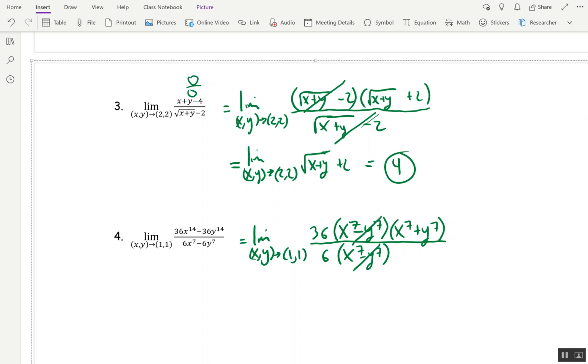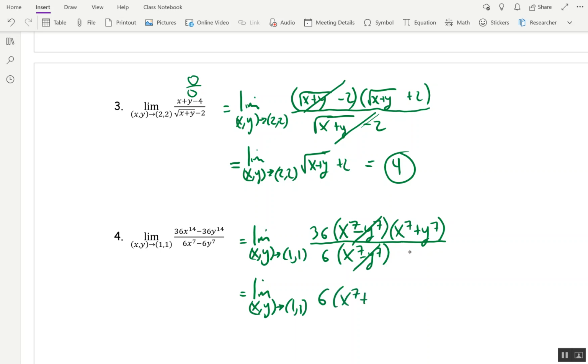Kill. 6 goes into 36 6 times, so I'll just write the limit one more time. 6 times x to the 7th plus y to the 7th. And then we can take the limit because nothing bad's going to happen. 6 times 2 is 12.